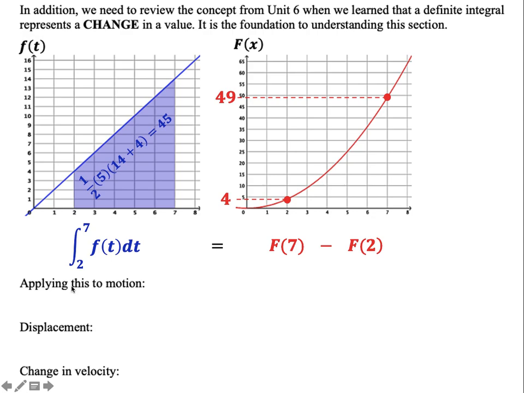So if we apply this to motion, we talk about a change in a value. We can talk about the change in one of these two values. We can talk about displacement, which is a change in position, or we can talk about a change in velocity, which doesn't have any special name. We just call it the change in velocity. Let's talk about displacement first. Displacement would be integrating the velocity function. If we integrate the velocity, that's the rate of change of position. If we integrate the velocity from A to B, then that is equal to the change in the position value. So it's the difference between the position at point B and the position at point A.